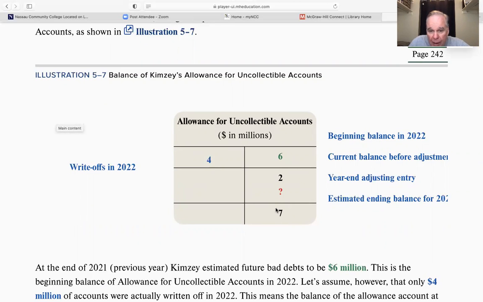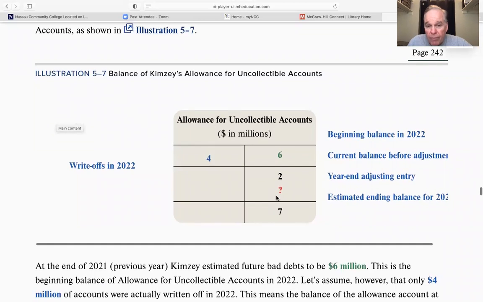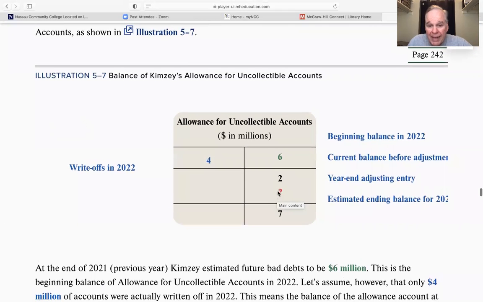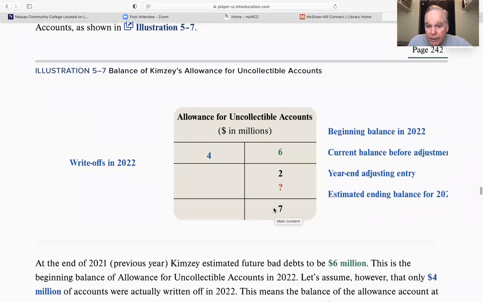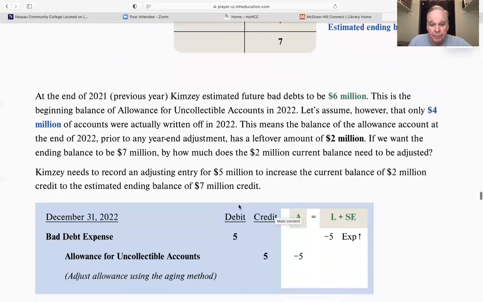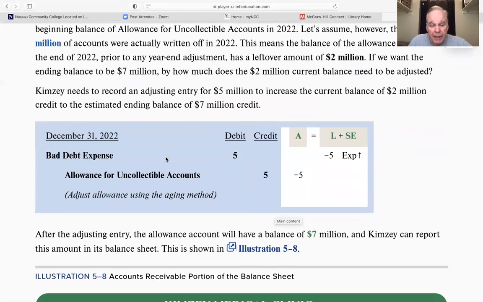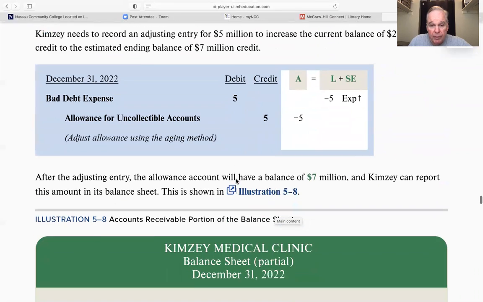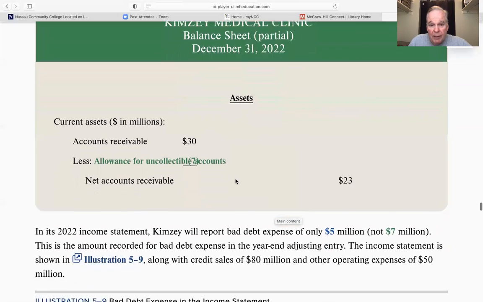Well, where are you now? You're at 2. What number do I have to add to 2 to get to 7? 5. So my adjustment is going to be for 5. By adding 5, I'll get to 7. I want to be at 7. Right now I'm at 2. 2 plus 5 is 7. Debit bad debt expense, credit allowance for uncollectible accounts for 5. Right? And now I'm exactly where I need to be.